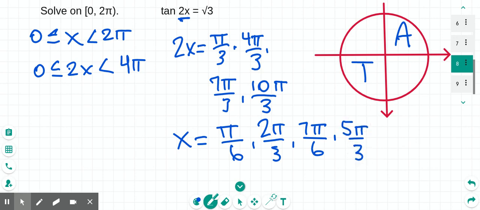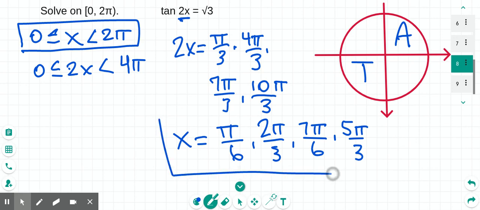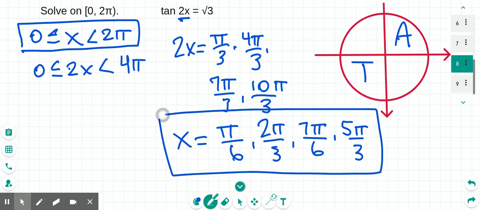So we have to look back to our original, and we said originally that our x had to lie between 0 and 2 pi. And if you notice, all of these answers are between 0 and 2 pi.